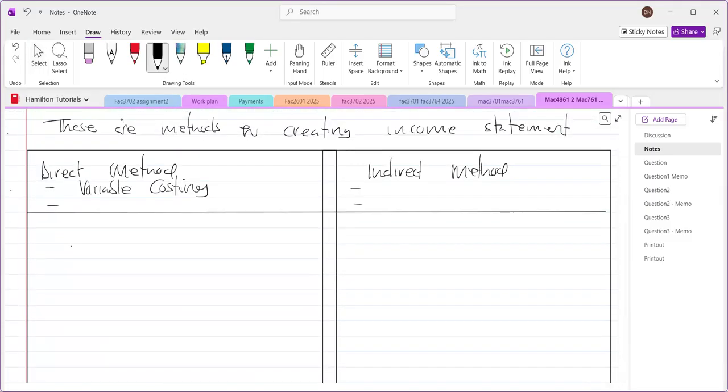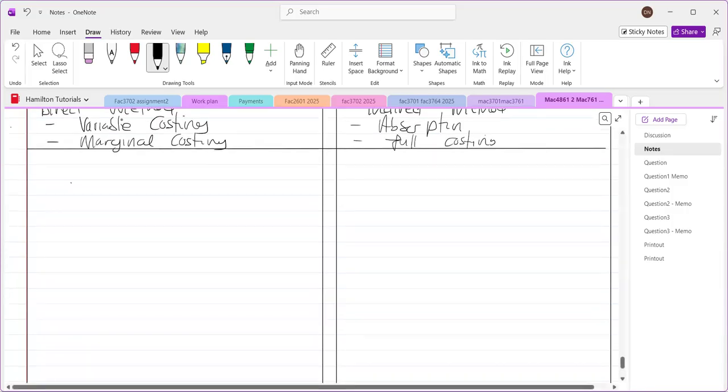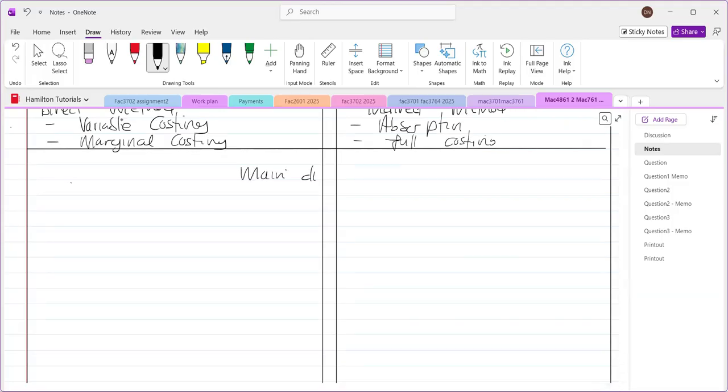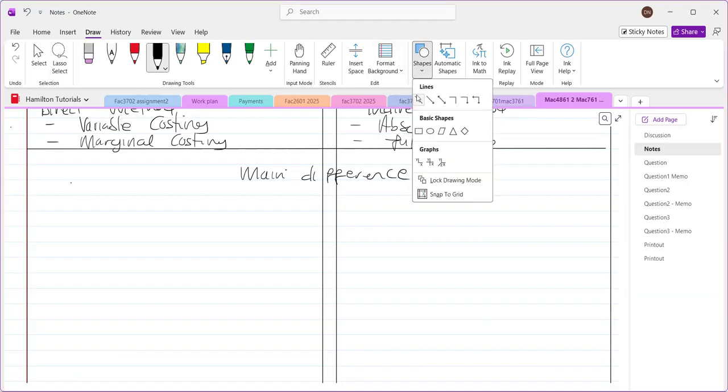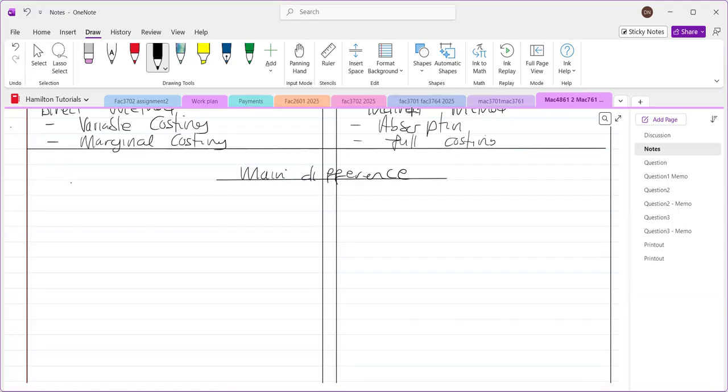Right, direct costing is also known as variable costing or marginal costing. So these terms mean exactly the same thing. They are interchangeable. Right, this one is also known as absorption costing, or full costing, but this term full costing is no longer being used that much. So these are the different names that are used interchangeably. Then we want to look at the main difference between the two statements.